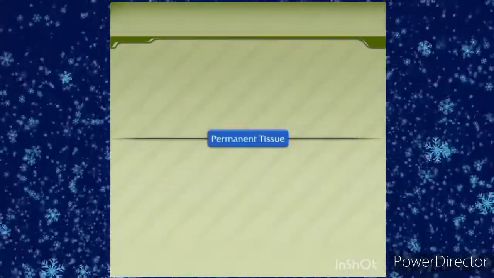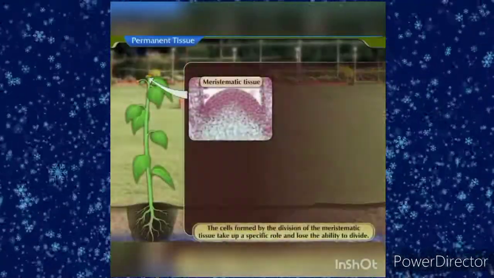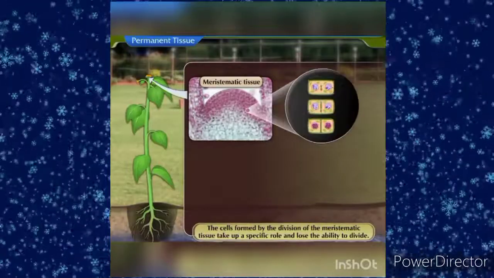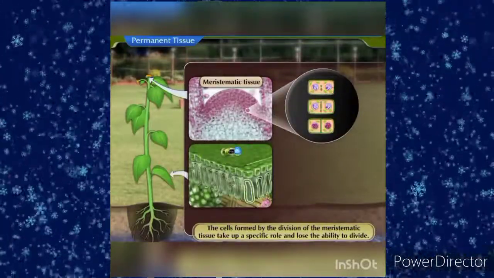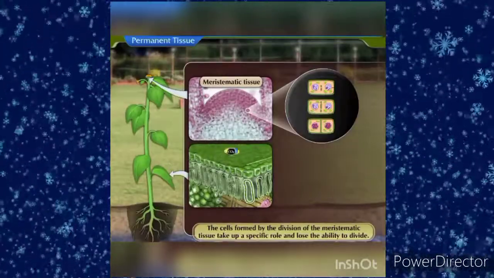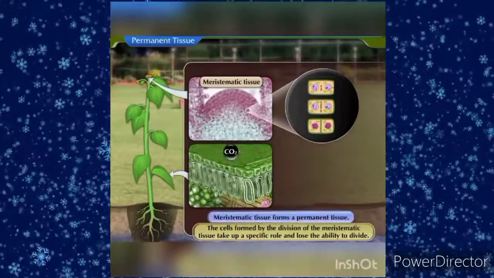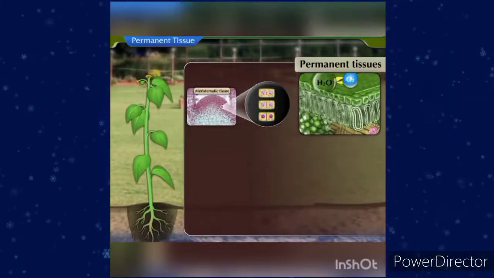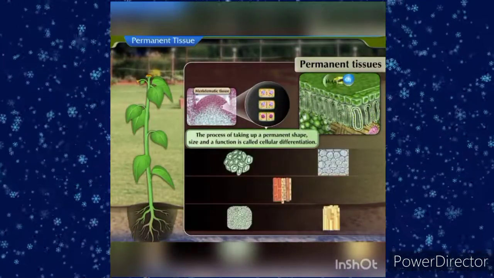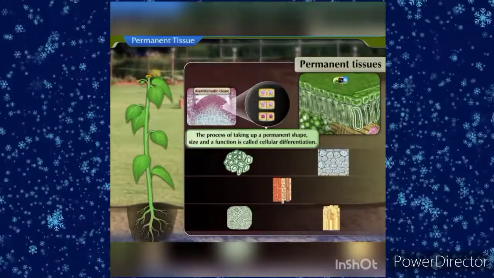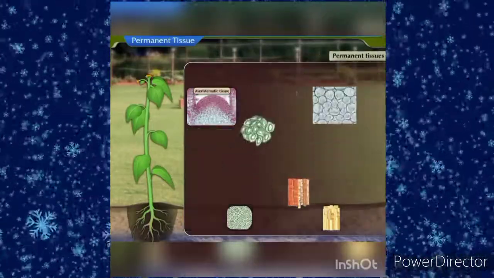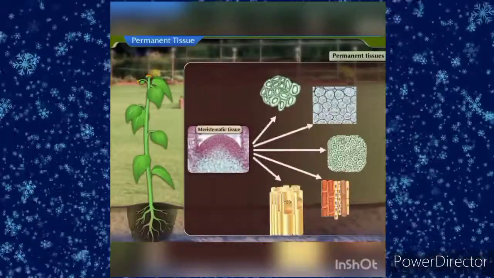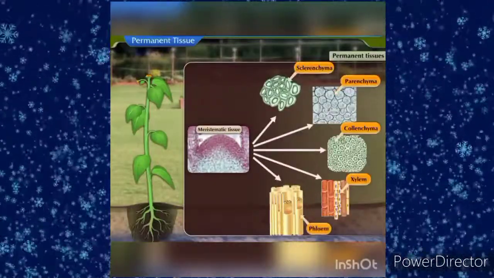Permanent tissue. The cells formed by the division of the meristematic tissue take up a specific role and lose the ability to divide. As a result, they form a permanent tissue. The process of taking up a permanent shape, size and a function is called cellular differentiation. Cells of meristematic tissue differentiate to form different types of permanent tissue.